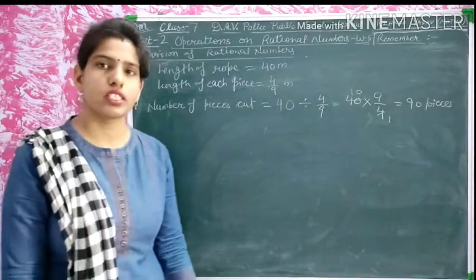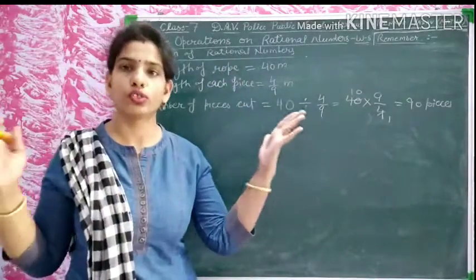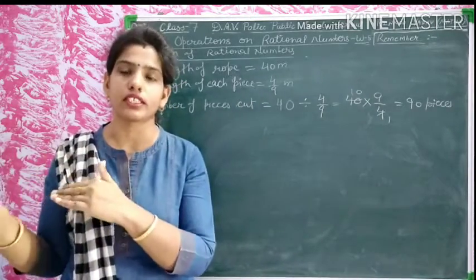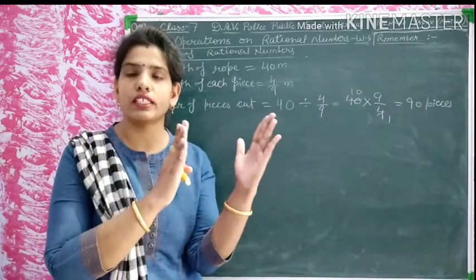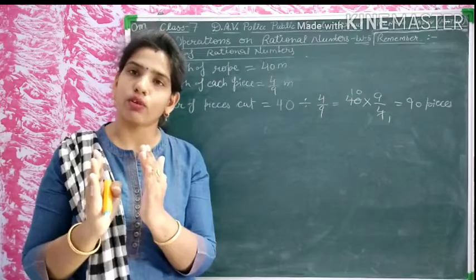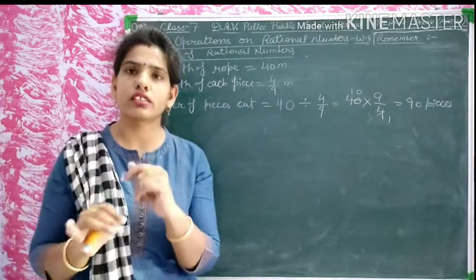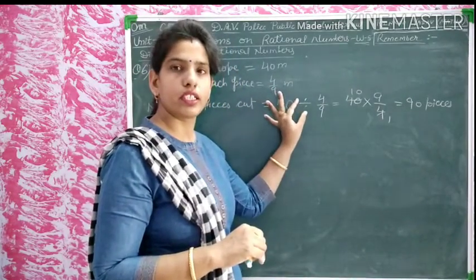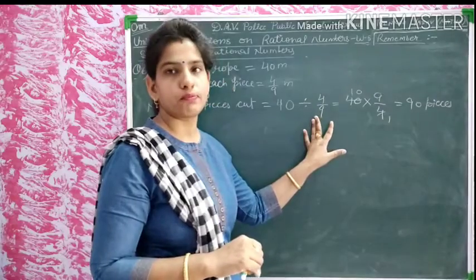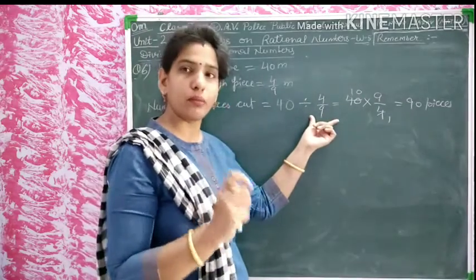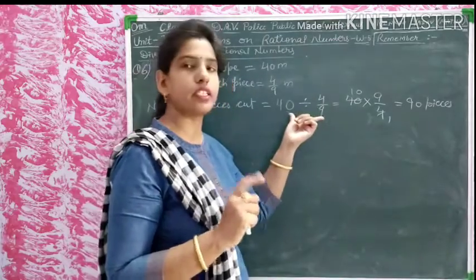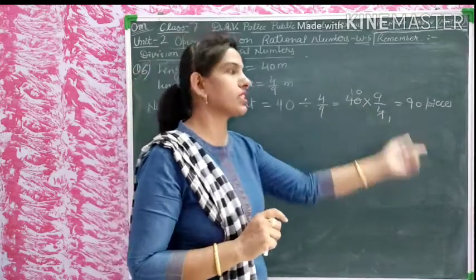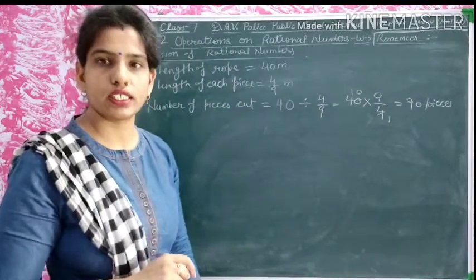Is this clear, students? There is a rope whose length is 40 meters and a man cut this rope into some equal pieces, and one piece length is 4 by 9 meter, another is 4 by 9 meter, another is 4 by 9 meter. We have to distribute this length into pieces of 4 by 9 meters. If we make equal parts, then we do division, and it's divided by this. It means this is equal to 90 pieces. Is this clear, students?